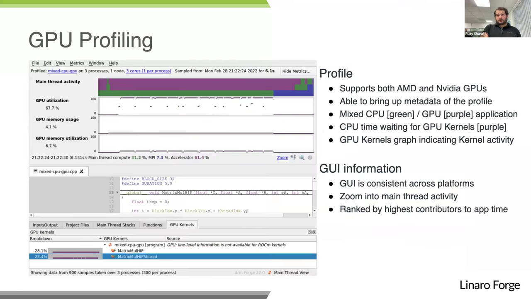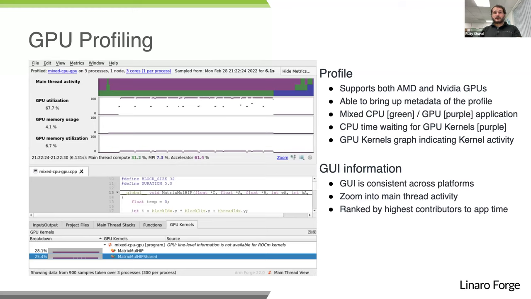So again, I'm not going to go into any detail on GPU profiling in the hands-on, but you can profile the GPU just as I showed how you can debug it. The only difference is instead of DDT, you just append with MAP. In GPU profiling, we support AMD as well as NVIDIA GPUs. And you can see in purple, that's the time the CPU is waiting for the GPU kernels to complete.